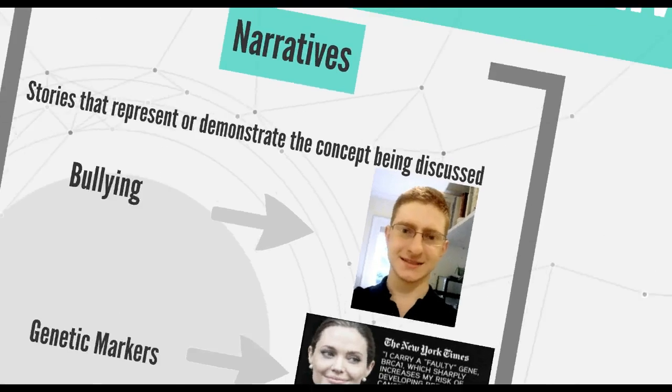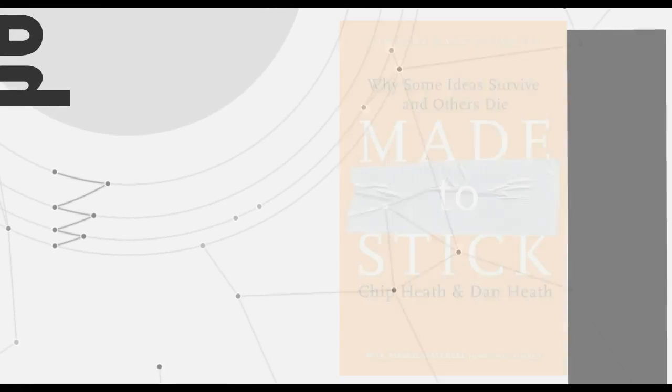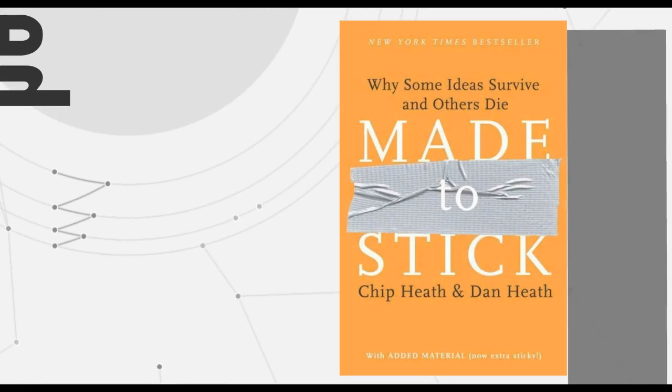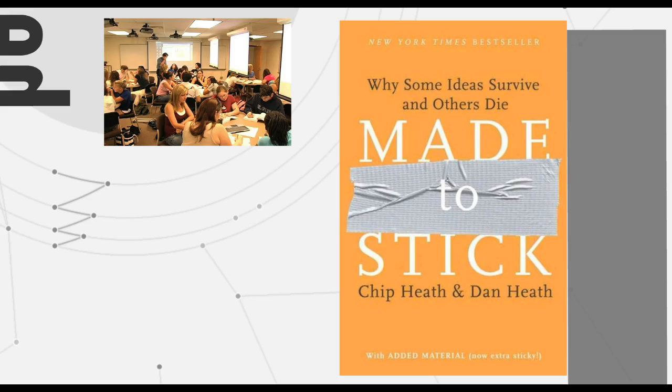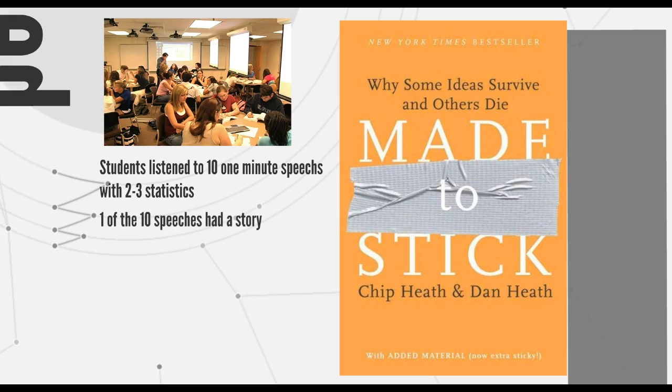Another reason narratives are really effective is because they help you learn information. So in the book Made to Stick by two professors, they're actually brothers, which you may notice because they have the same last name, they did a study looking at how narratives work with memory. The example that they used was they had a bunch of different students listen to 10 different speeches. So they listened to 10 speeches that were 1 minute each, and in each of the speeches they contained 2 to 3 statistics, right? So 10 different students came up for a minute, presented a speech, and in each of those speeches there was 2 to 3 statistics in there. Now, one of the speeches of the 10 had a story in it.